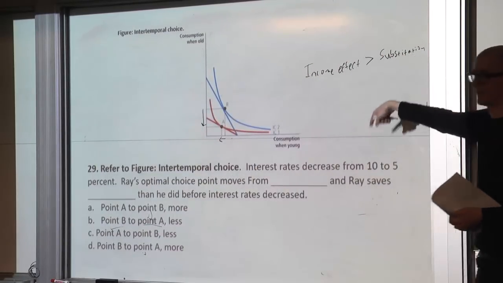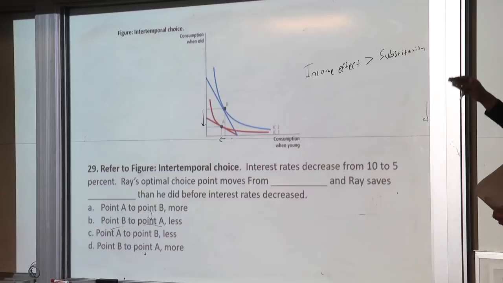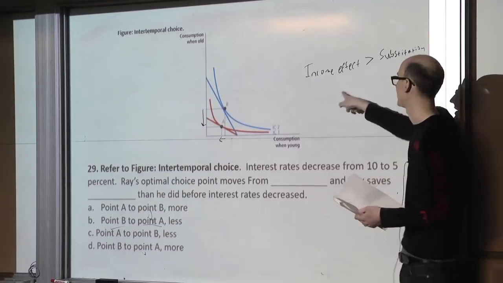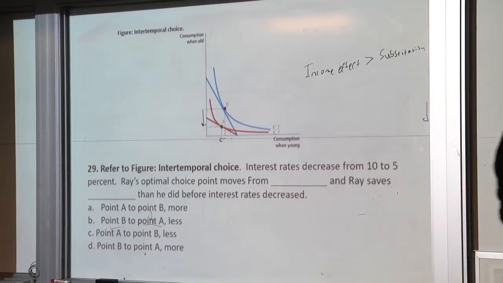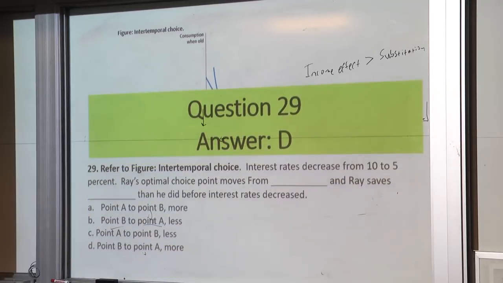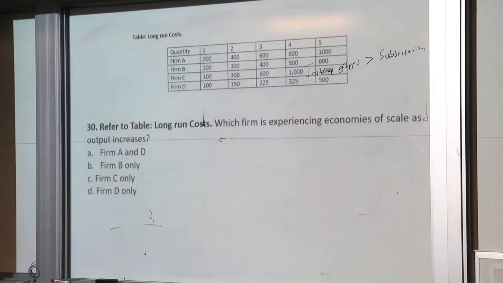This doesn't have to be the case that when the price of one good goes up, I consume less of both goods. It just happens to be in this case because the income effect is greater than the substitution effect. Okay. So the answer is D. Any questions about that one? No questions, we'll move on. All right, 30.